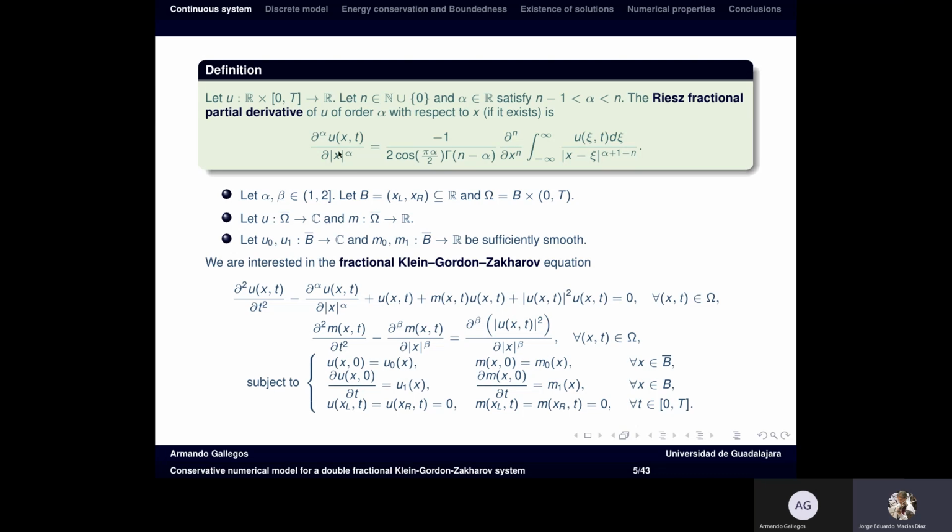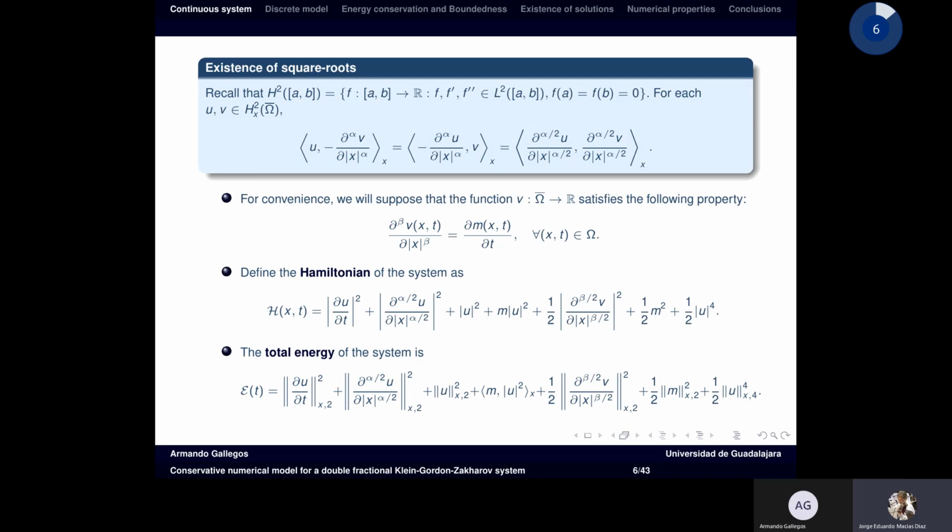This is the definition of a fractional partial derivative of order alpha of a function u. And the system that we're going to consider in this case is the fractional form of the Klein-Gordon-Sakharov system, which is essentially the previous system of partial differential equations, but we're going to consider an order alpha of differentiation here, an order beta of differentiation here, and both of them are going to be between 1 and 2. So again, we're going to consider initial conditions and the homogeneous Dirichlet boundary conditions.